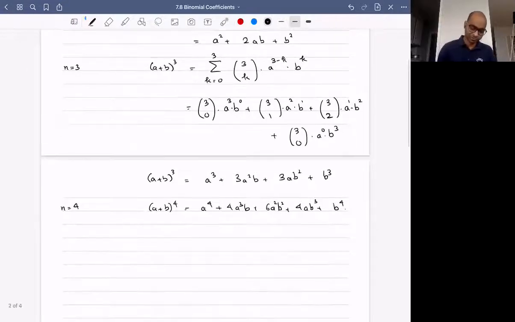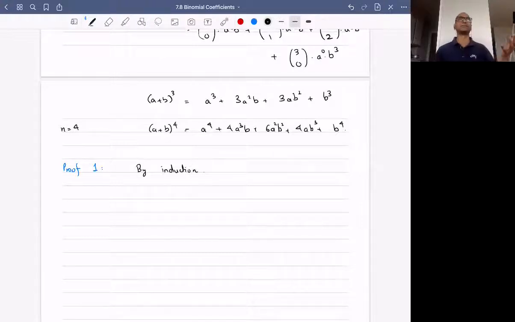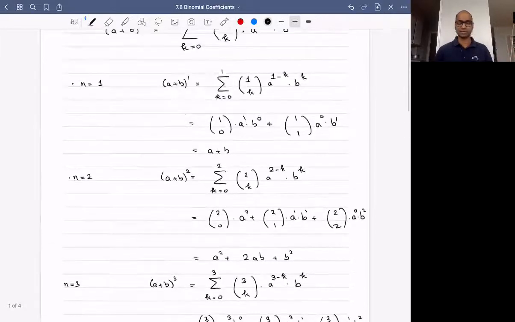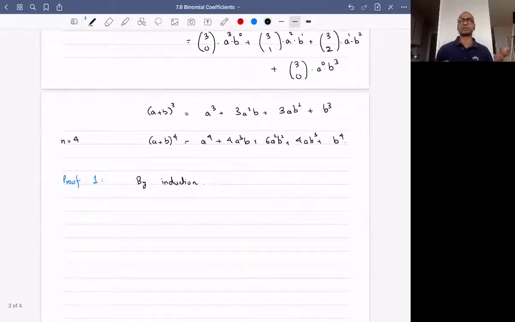So there are two ways of proving the binomial theorem. The first proof goes by induction. And this is long, but the idea is you start with the base case. The base case is n equals 1. And you can see for n equals 1, you get a plus b equals a plus b. Then you assume that the binomial theorem is true for n equals k, and then you try to prove it for n equals k plus 1. You don't need the strong form of induction. You can just do this by regular induction.